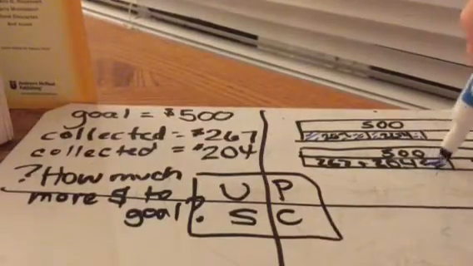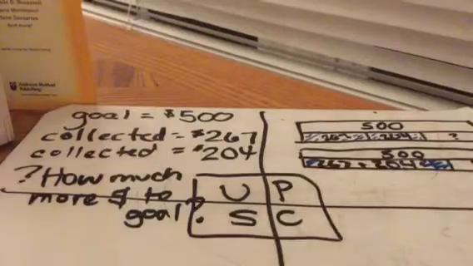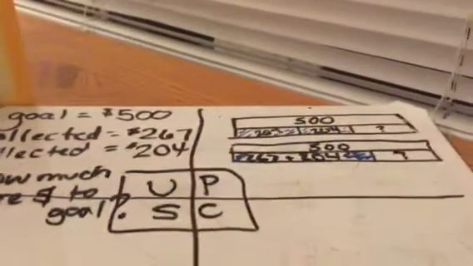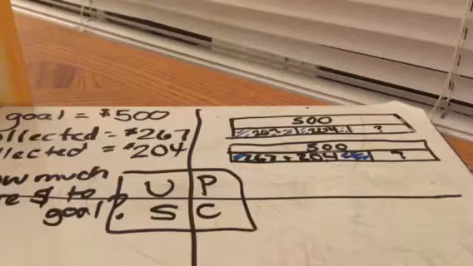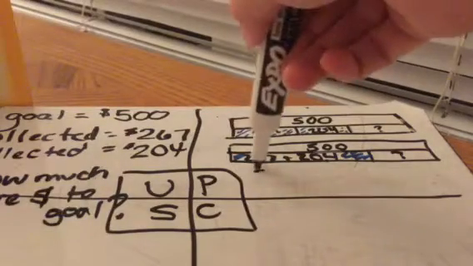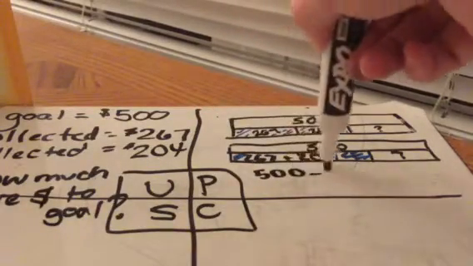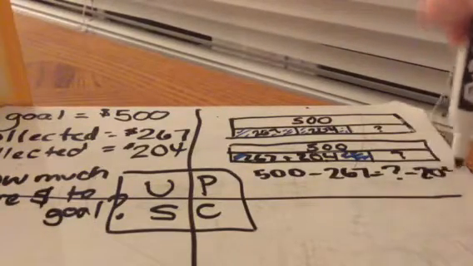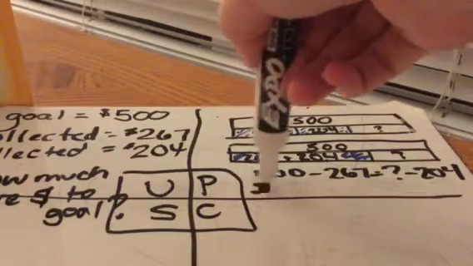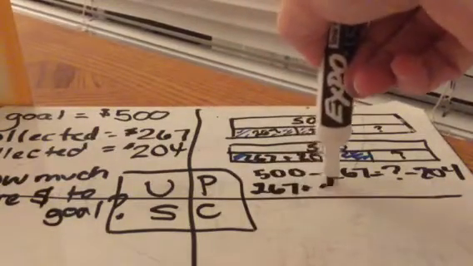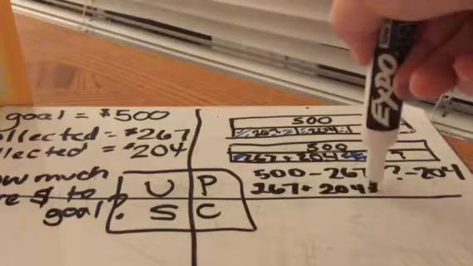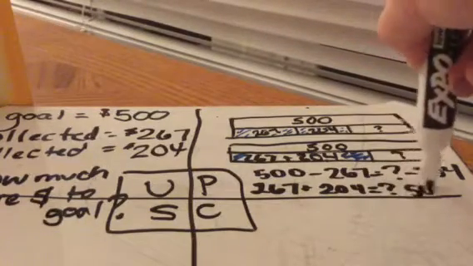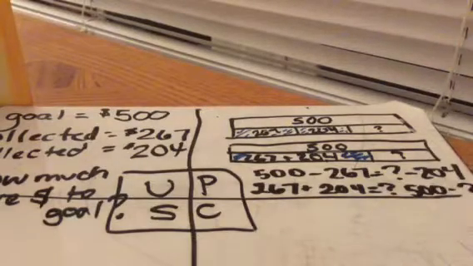So you can put the 2 sections together to see 1 piece rather than 2 pieces. Either way you want to do it, you can either do 500 minus 267 minus 204, or you can do 267 plus 204 and then do 500 minus that. So 2 different ways, both are going to get you to the right answer. Okay, so first I'm going to come down here to solve.